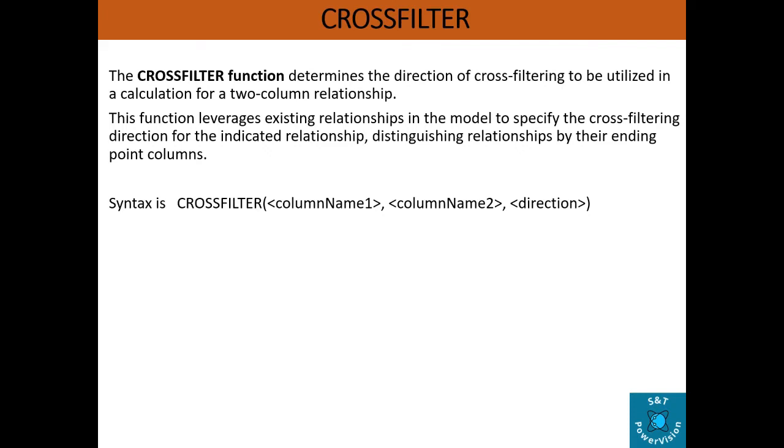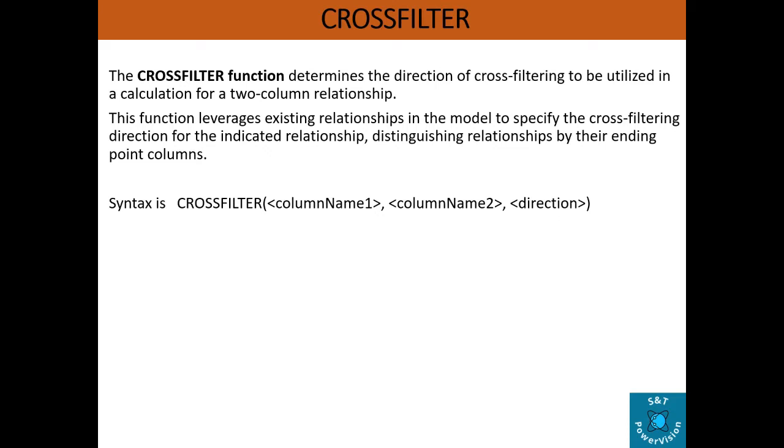Basically, the CROSSFILTER function determines the direction of the cross filtering to be used in a calculation for a two column relationship. This function leverages existing relationships in the model to specify the cross-filtering direction for the indicated relationship, distinguishing relationships by their ending point column. Its syntax is CROSSFILTER, column name 1, column name 2, then the direction. The direction will be single or both.